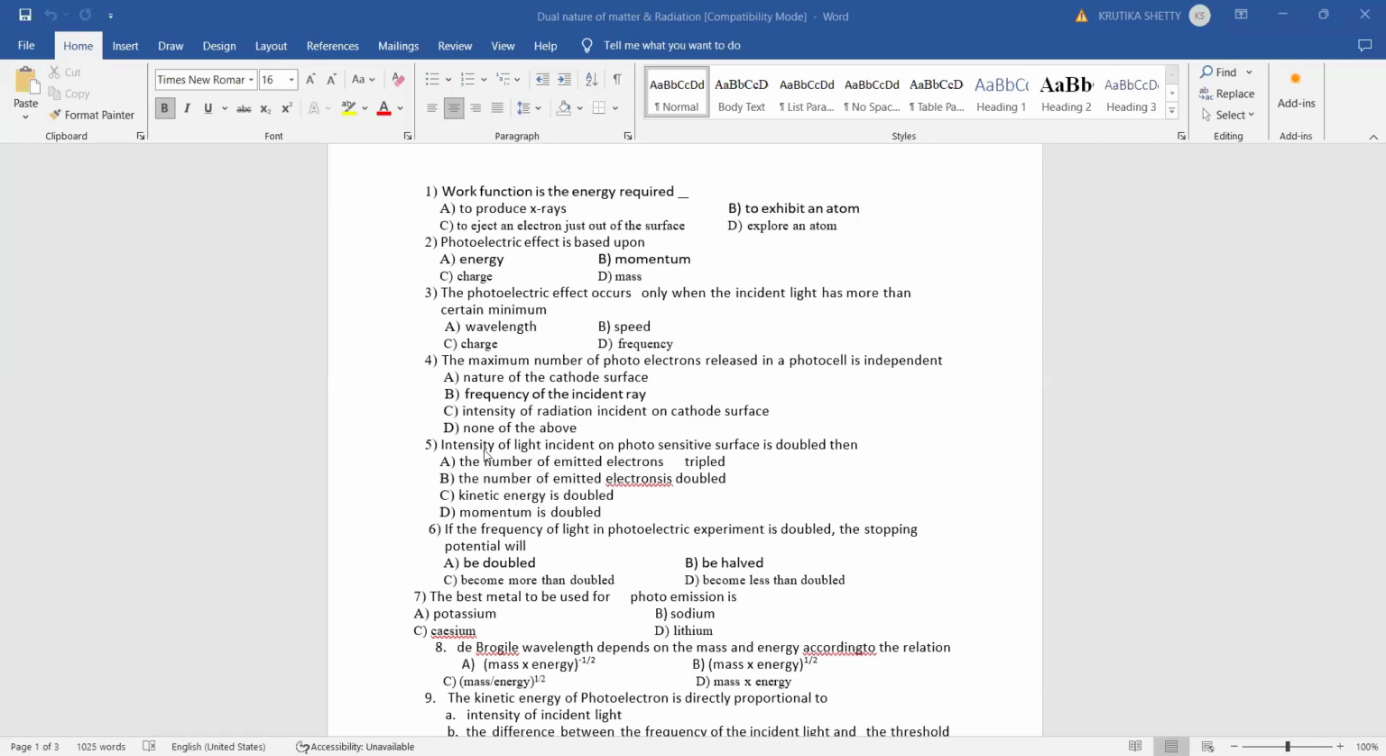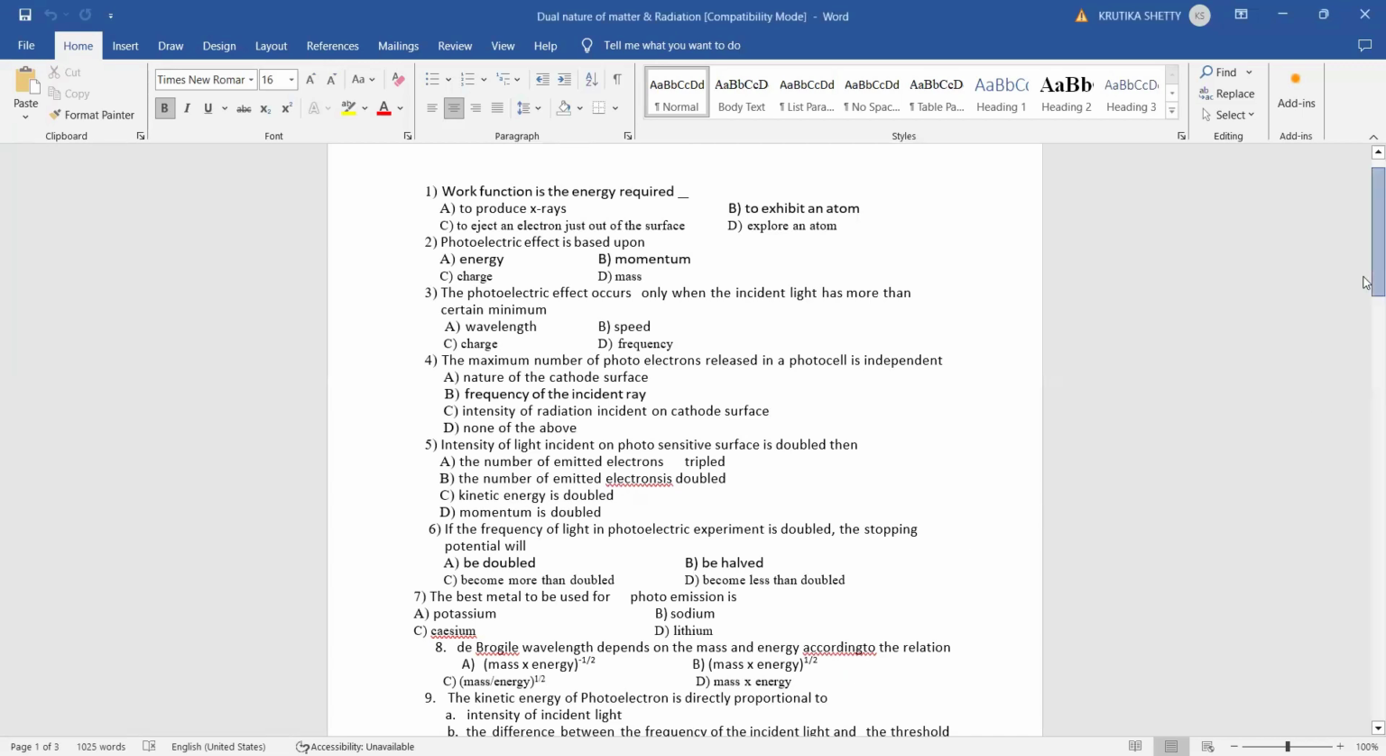Okay. So the intensity of light incident on a photosensitive surface is doubled. So intensity is doubled, then: the number of emitted electrons tripled, the number of emitted electrons doubled, kinetic energy is doubled, momentum is doubled. Option B, the number of emitted electrons is doubled. Yes, everyone, same answer. Option B is the correct answer.